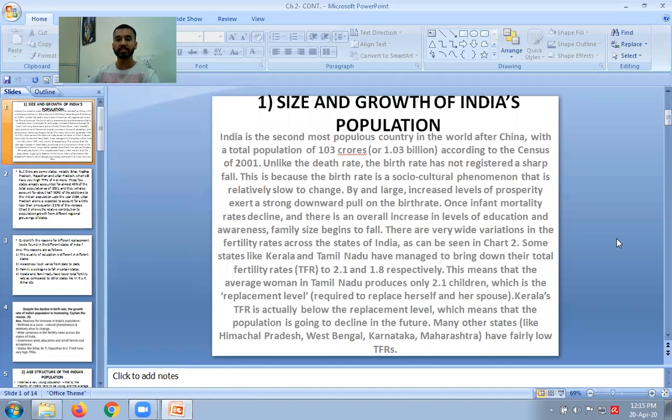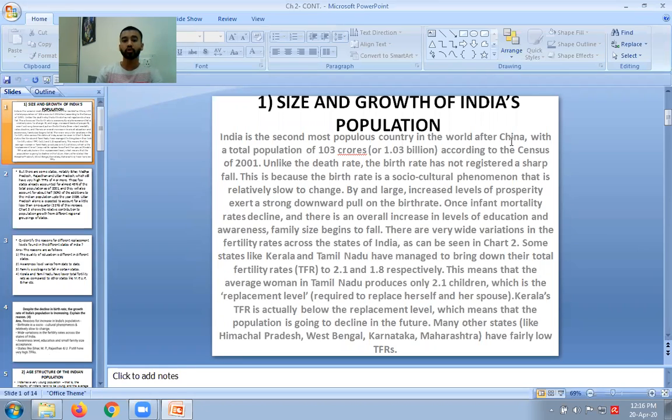So what happens when we talk about the size and growth of India's population? Look, the size and growth of India's population really depends on the birth rate and the death rate, an interplay of these things going on in our country. It all sets the size and growth of India's population. Now look at that. India is the second most populous country in the world after China.